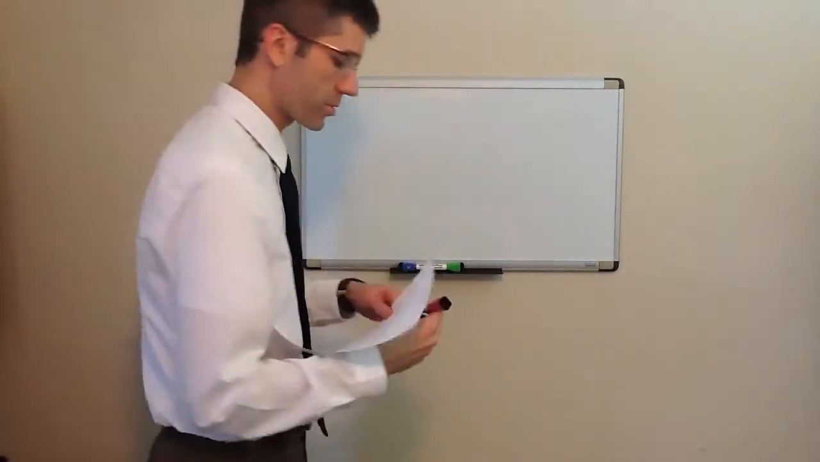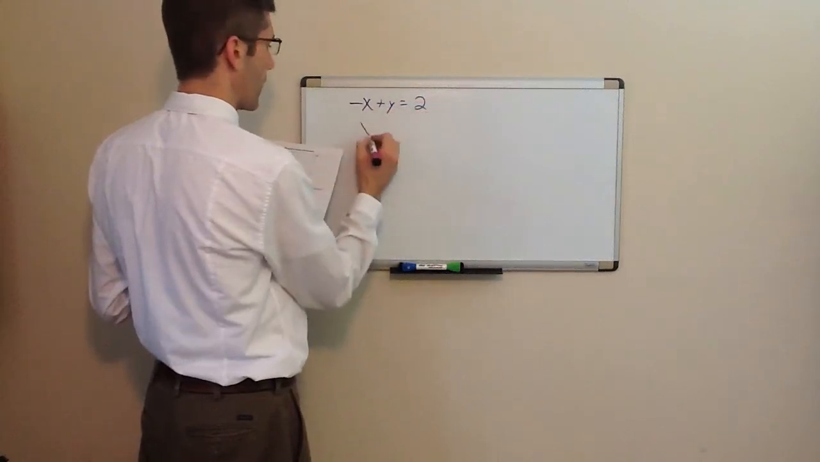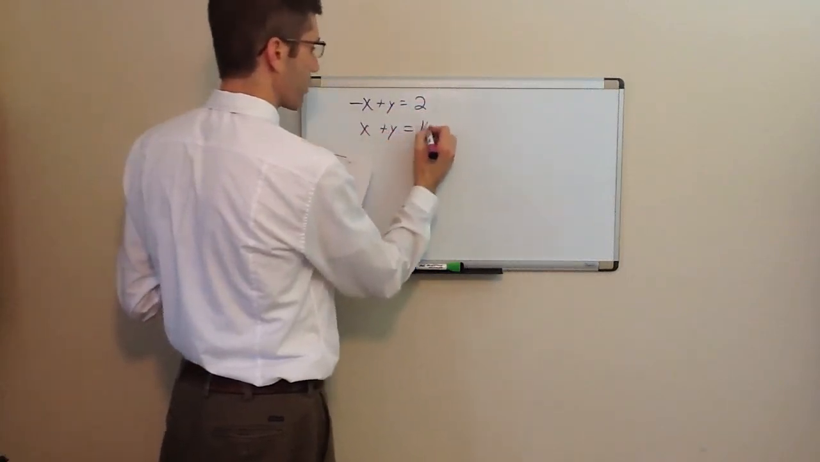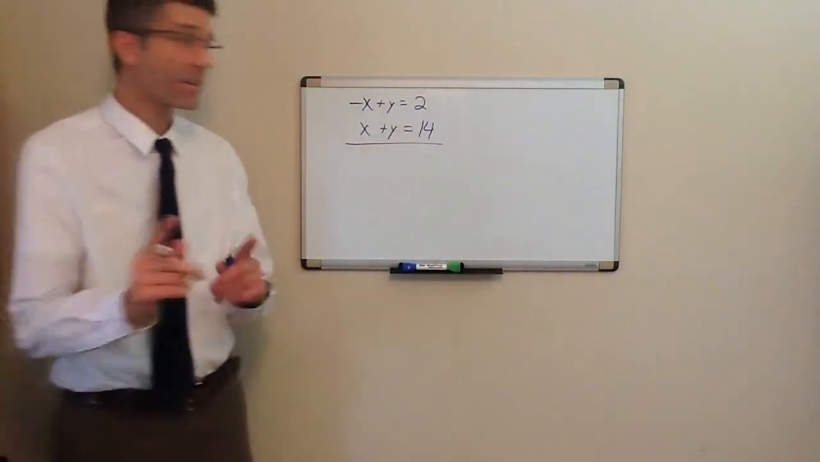Negative x plus y equals 2. And x plus y equals 14. Okay, I'm going to put a line underneath them because I'm about to add them straight down.